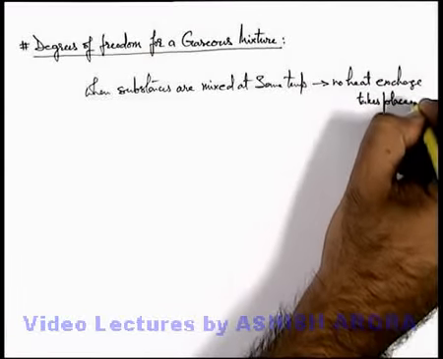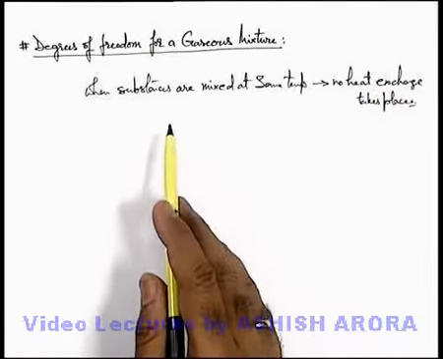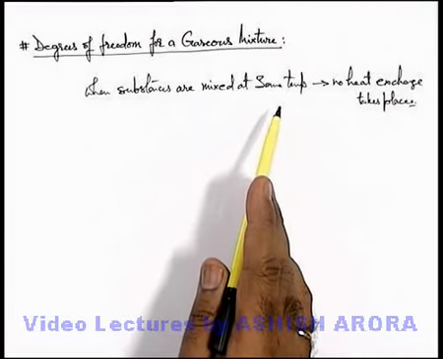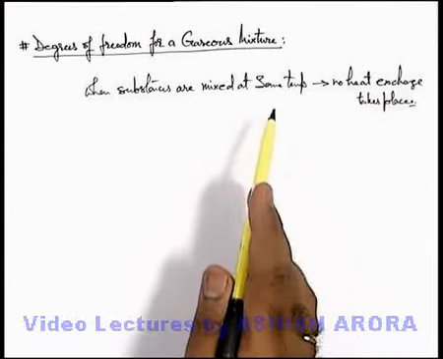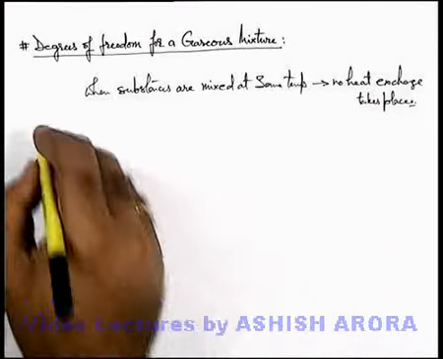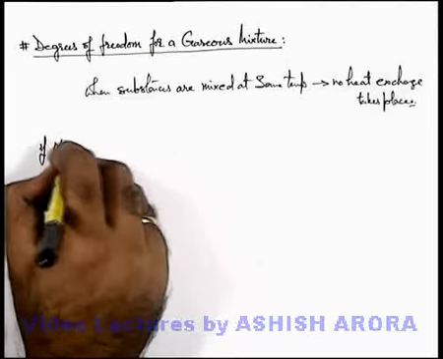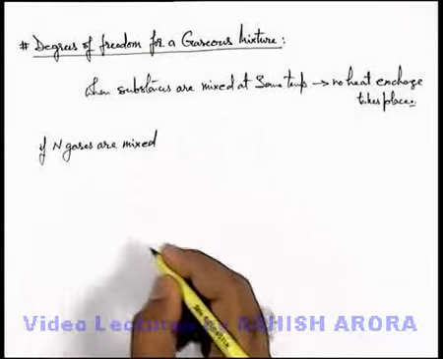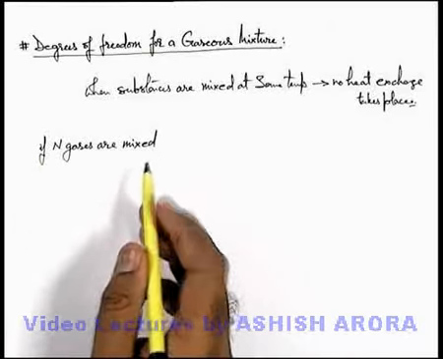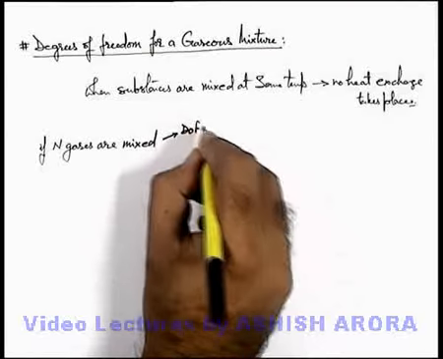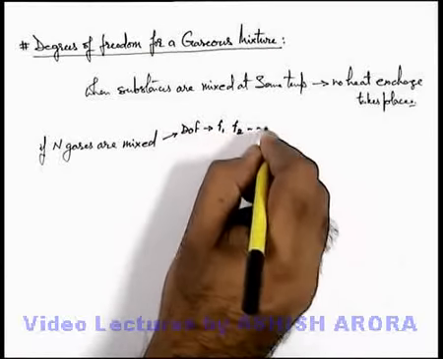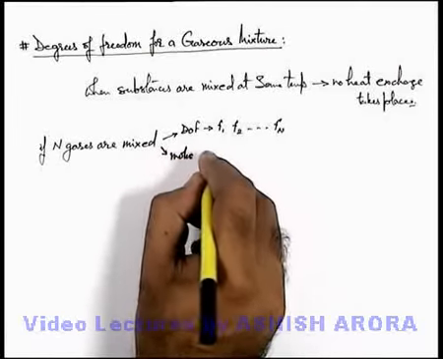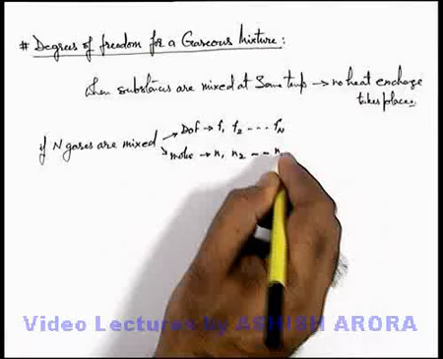This we already discussed in the topic of calorimetry, that when substances are at same temperature, these are said to be in thermal equilibrium, and if these are mixed, the temperature remains same. Say if n gases are mixed, say which are having degrees of freedom F1, F2 up to Fn, and moles we take N1, N2 up to Nn.